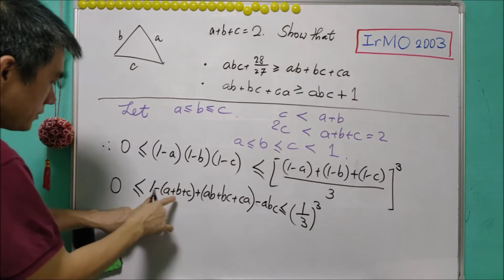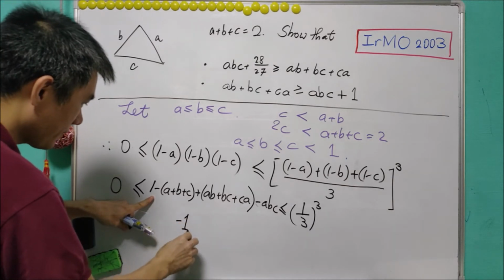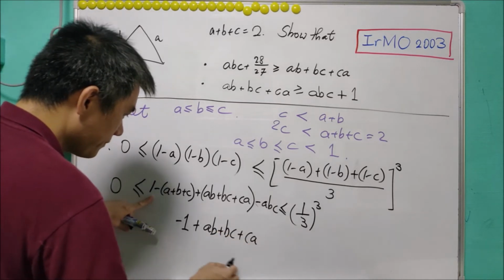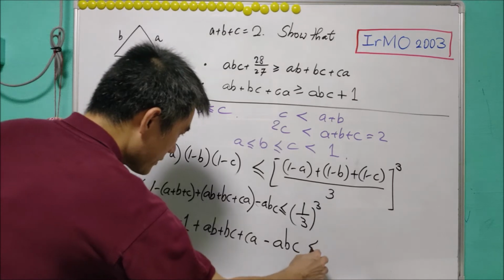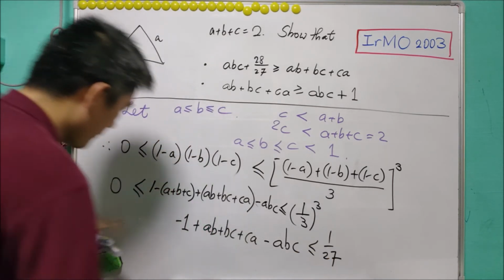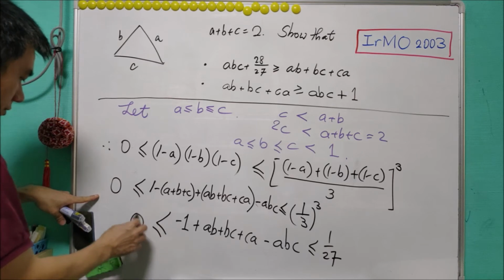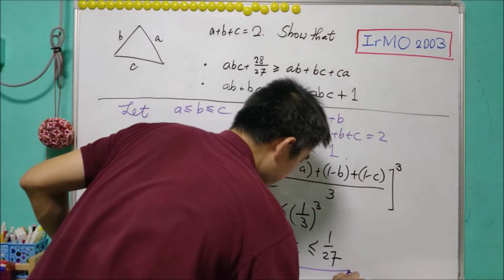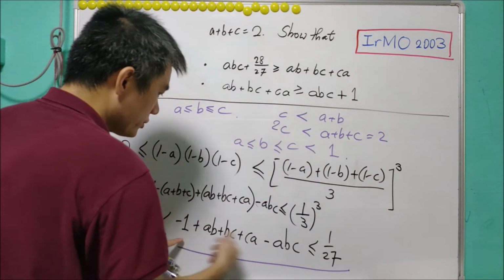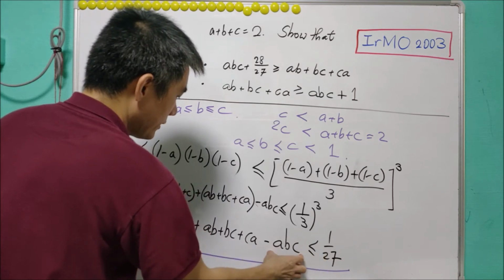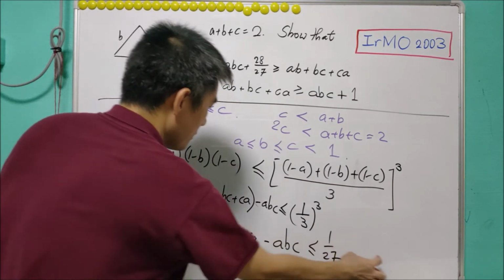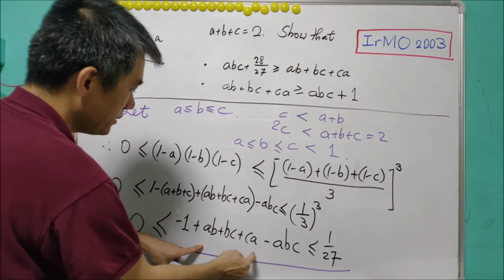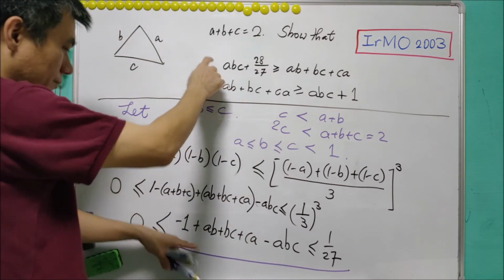Why is it so? This is 2, so that is a negative 1, plus AB plus BC plus CA minus ABC less than or equal to 1 over 27. And on the other side, this is greater than or equal to 0. When we do some manipulation on the right hand side, we will see that ABC plus 28 over 27 will be greater than AB plus BC plus CA. That is the first one.